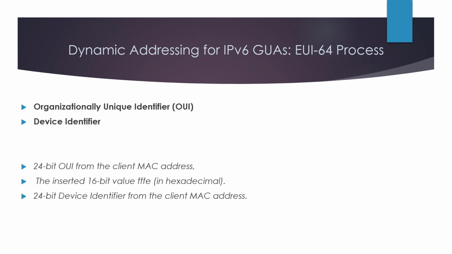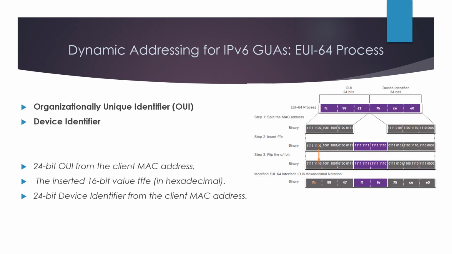And by using this process, the interface ID is represented in binary, and it is made from three main parts. There are 24 bits from the organizationally unique identifier of the client MAC address, but the 7th bit, which is the universally local bit, will be reversed. So if the 7th bit is 1, it will become 0 and vice versa. Then we will insert a 16-bit value in hexadecimal as FFFE, and the last part is the 24-bit device identifier from the client MAC address.